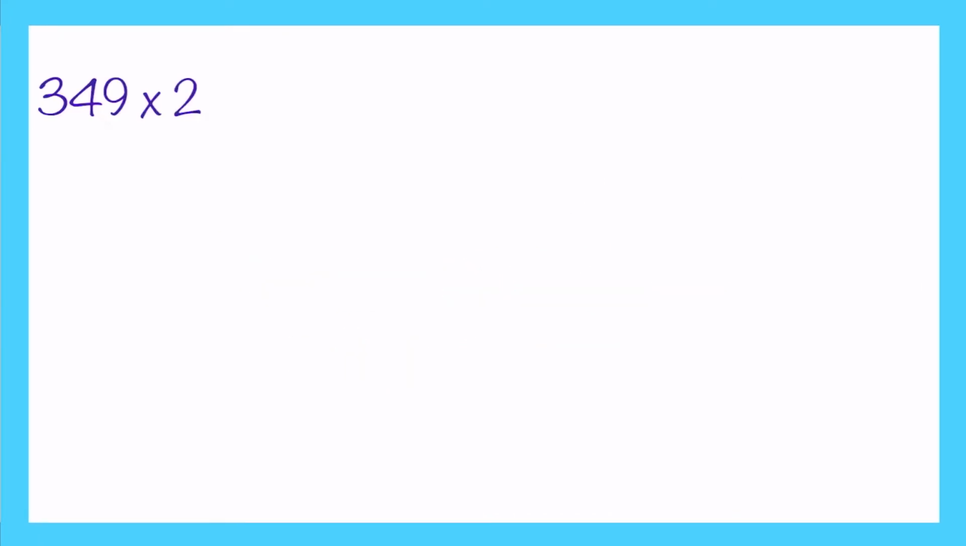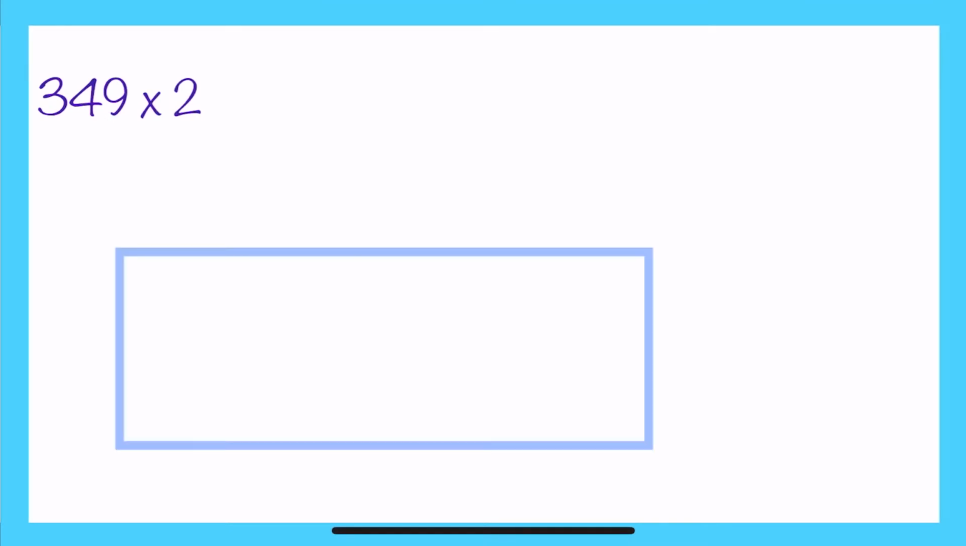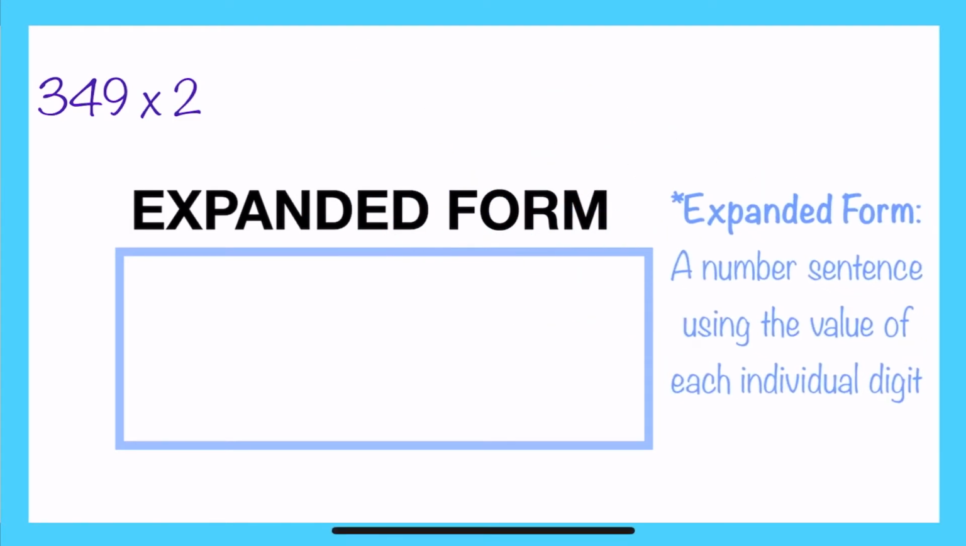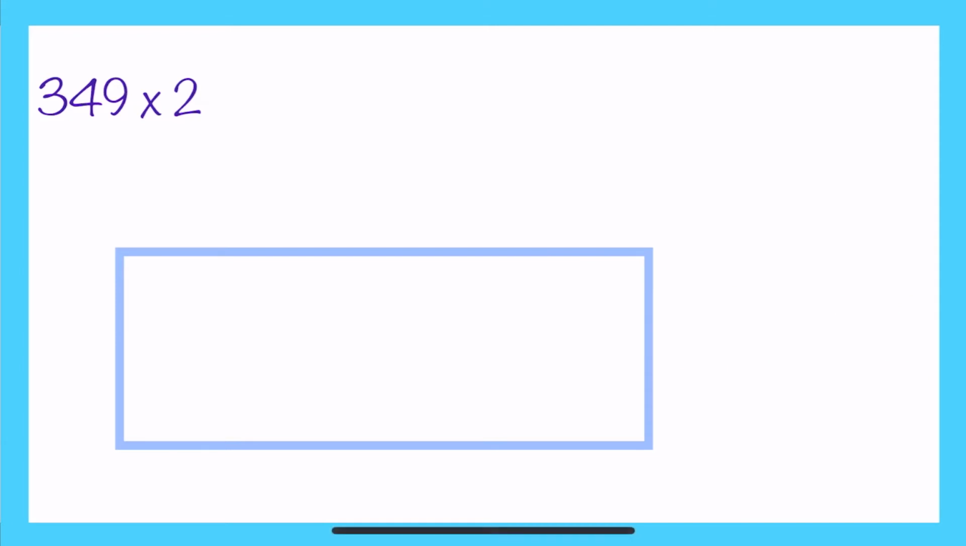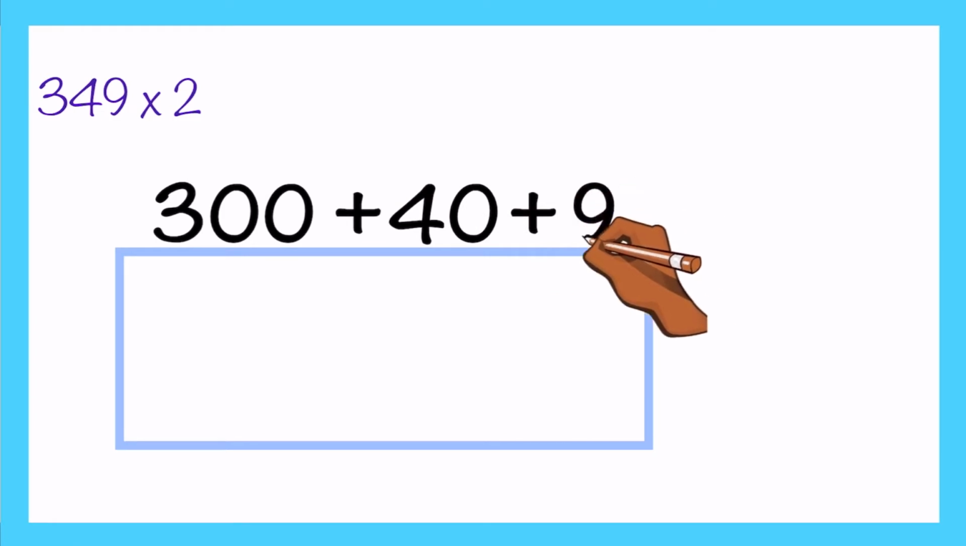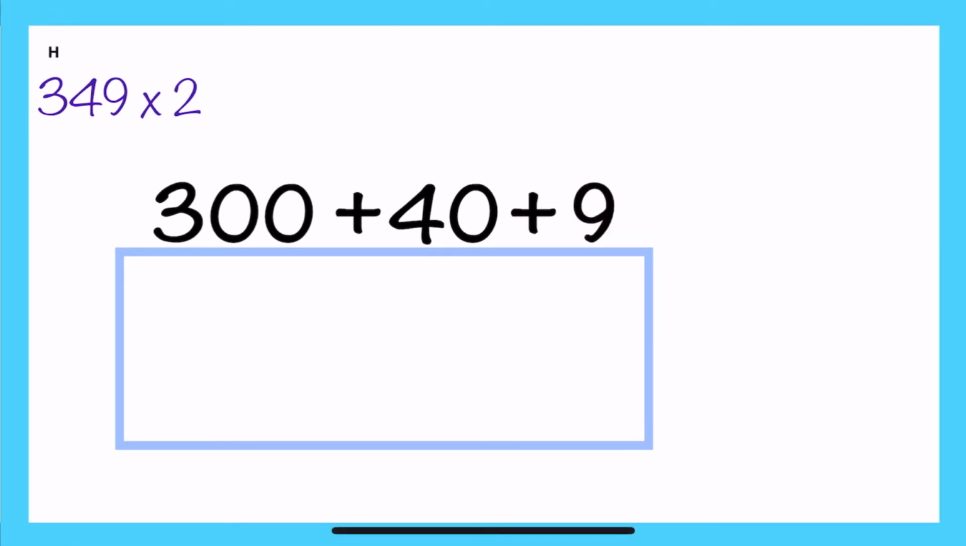So first you're going to draw a box like this. Then you're going to write the larger number on top of the box in expanded form. Expanded form is when we write a number sentence using the value of each individual digit, like this: 300 plus 40 plus 9. 3 is in the hundreds place, so its value is 300. 4 is in the tens place, so its value is 40. And 9 is in the ones place, so its value is just 9.